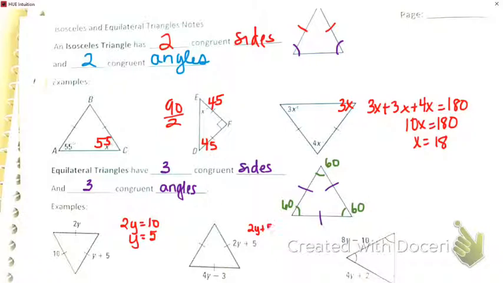If it were me, I'd probably subtract 2y on both sides first. And then add 3. And then divide by 2.